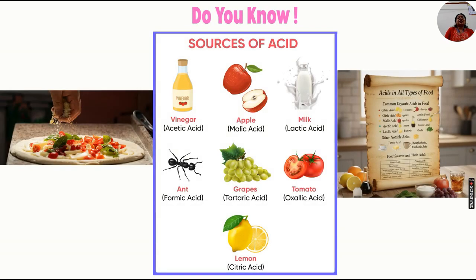There are many types of acids present in our household substances. In vinegar there is acetic acid, in apple there is malic acid, in milk there is lactic acid, in ant sting there is formic acid, in grapes there is tartaric acid, in tomato oxalic acid, and in lemon citric acid. You have to remember all of these things. This is very important.